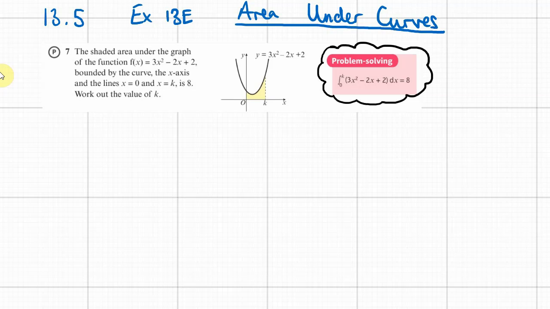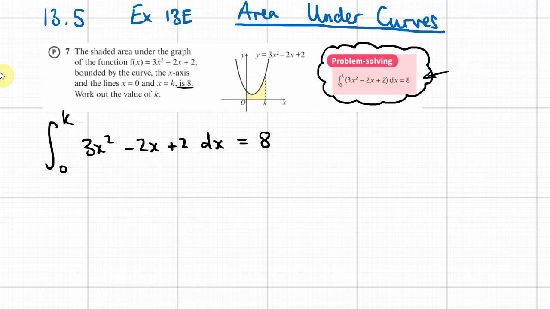We've been given this curve and we want to find the area underneath. So a straight definite integration is going to do this for us. So we want to be integrating between k and 0 the function of the graph, and we're told that it is 8. Really bad wording, but that means equals 8. It took me a few reads of that to figure out what they were on about, but that's what they mean.